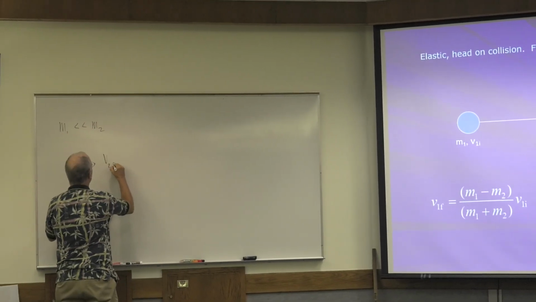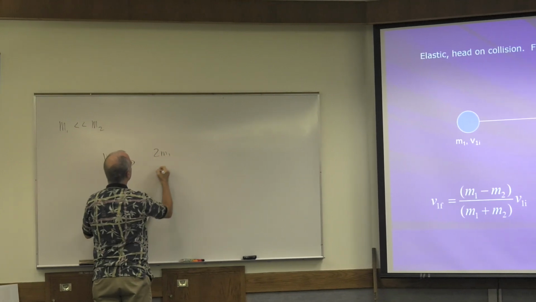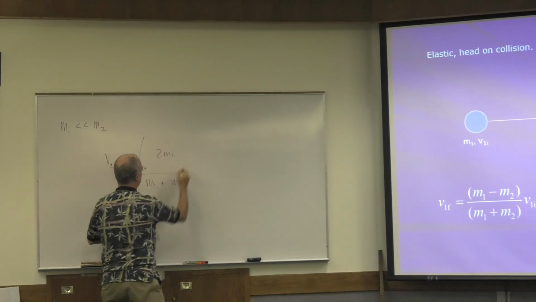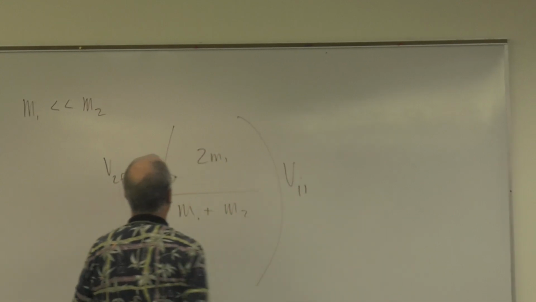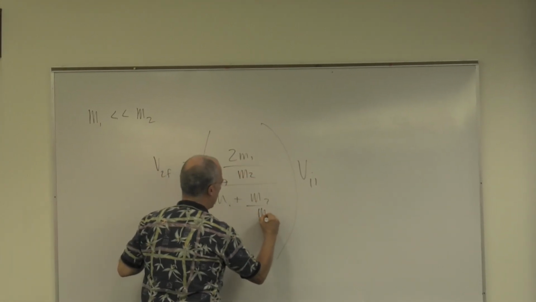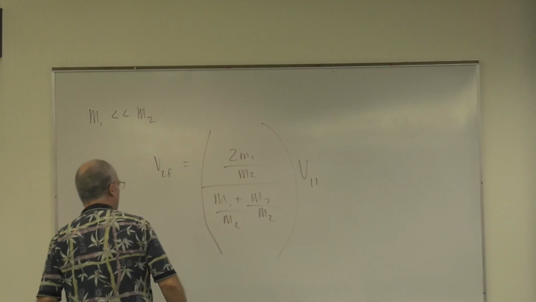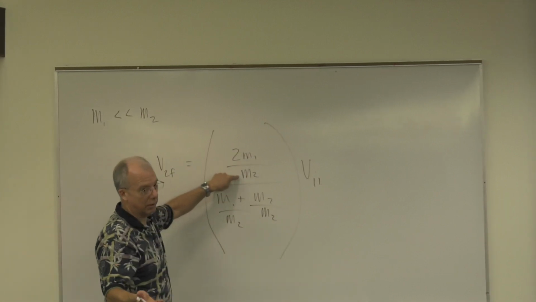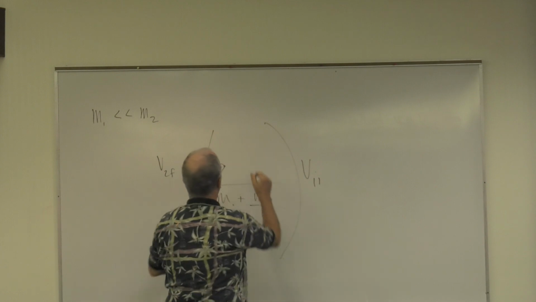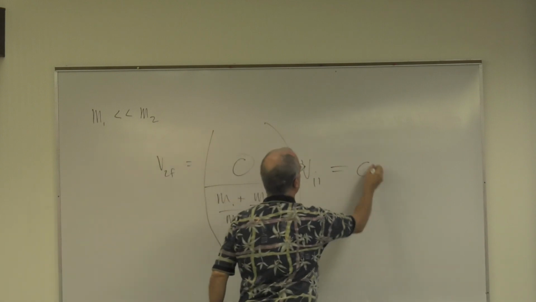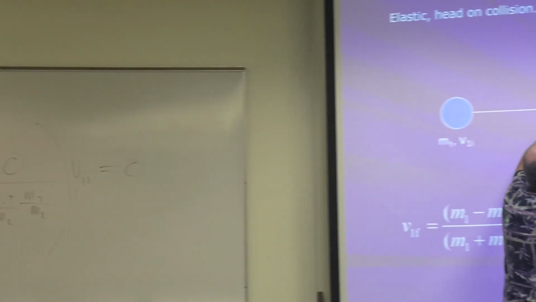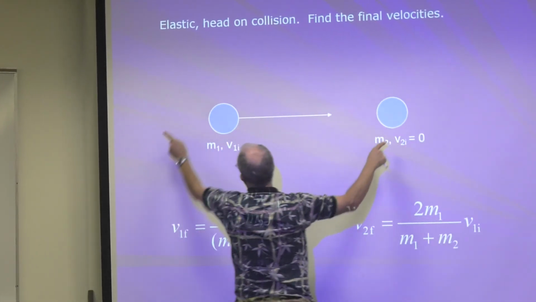All right, let's do V2 final. V2 final equals 2M1 over M1 plus M2 times V1 initial. Again, divide by the large one, so divide by M2, M2, M2. We don't have to waste our time on this one. M1 over M2 is 0, because M1 is tons less than M2. Well, 0 times anything is 0. So V2 final is 0. Again, this is really light, this is really heavy. This thing smashes into it, this thing doesn't even move, and this thing just rebounds with the same speed.